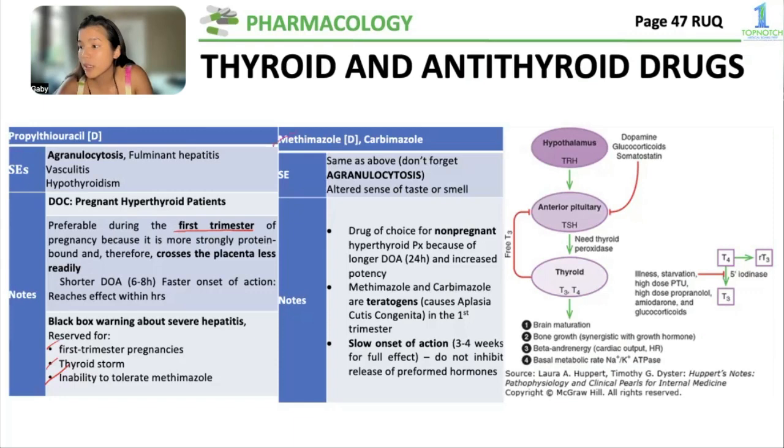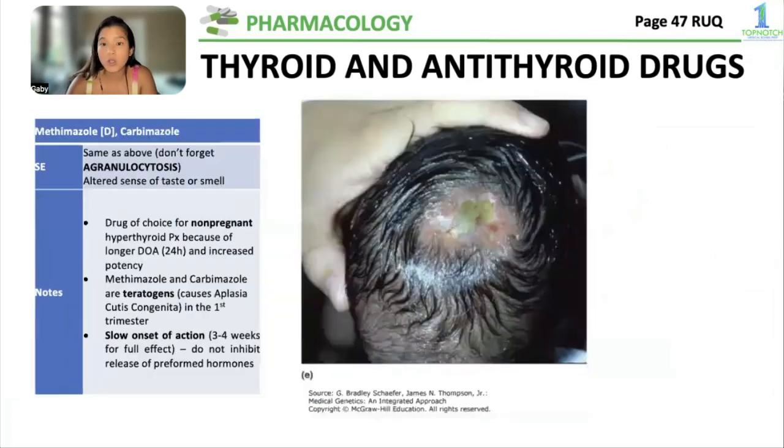So methimazole and carbimazole can cause agranulocytosis. However, they are the drug of choice for non-pregnant hyperthyroid patients because they have, one, a longer duration of action and increased potency. However, for pregnant patients, we try to avoid it in the first trimester because they are teratogens. They can cause what we call aplasia cutis congenita, which is misdeveloped skin, especially on the scalp, if we give it in the first trimester.